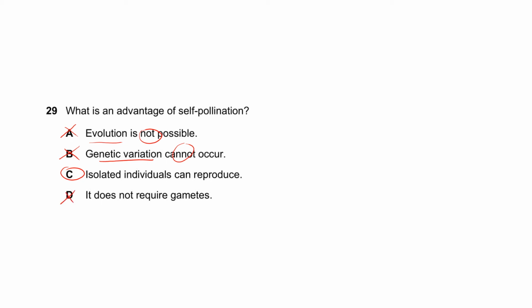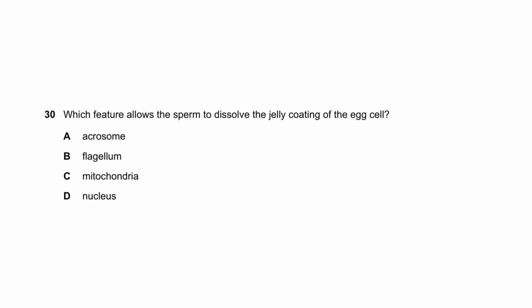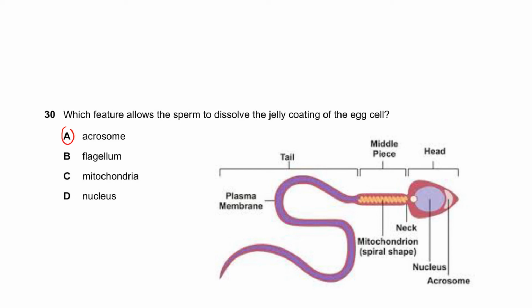Question number 30 says, which features allow the sperm cells to dissolve the jelly coating of the egg cell? The answer is A. The acrosome develops on the head of the sperm cells and it releases enzymes that help dissolve the coat so that the nucleus of the sperm cell and the nucleus of the egg cell can fuse to form the embryo.